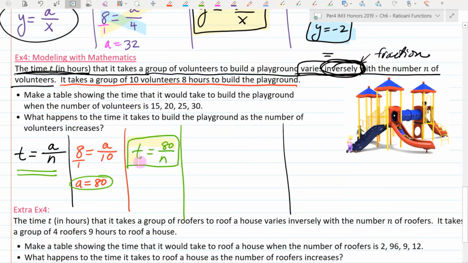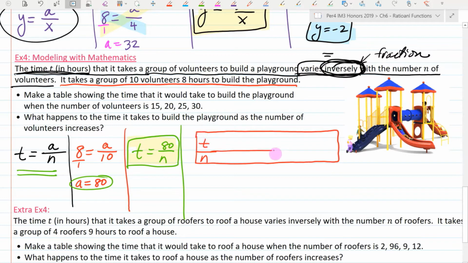So we have this formula that we're using. And then we could make a table, I guess, if we wanted to. Instead of X and Y, we could do T and N. Okay, so N is for the number of volunteers, right?